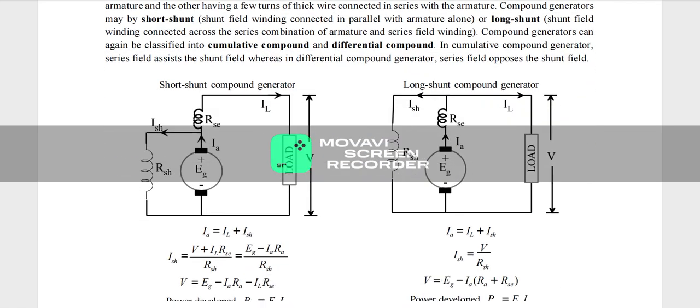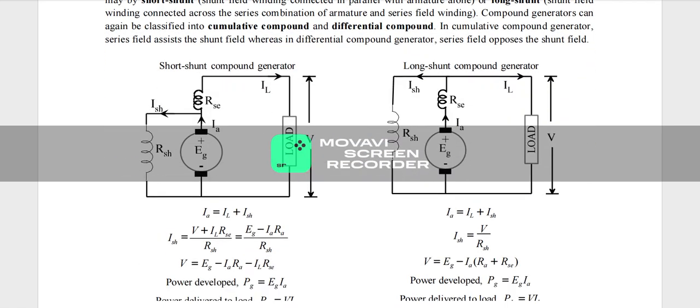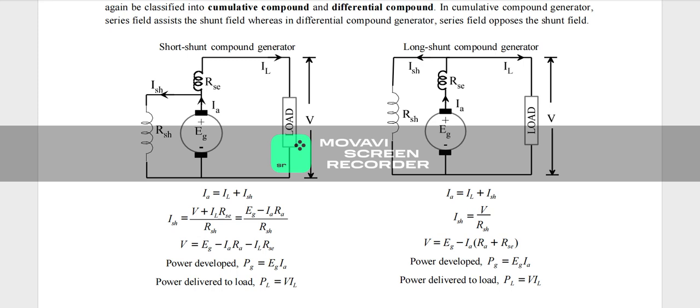Compound DC generators have both series field winding and parallel field winding. So first we will be moving on to the short shunt compound DC generator. What will be the condition? You can see in the diagram, right? So this is the generated EMF in the armature and this is the armature current. If you apply Kirchhoff's current law at this junction, you can see that there will be an entering current IA and two other currents leaving, right? So you can write the equation as IA is equal to IL plus ISH.